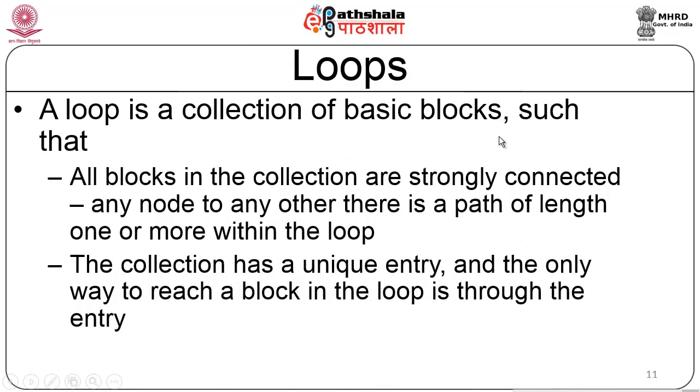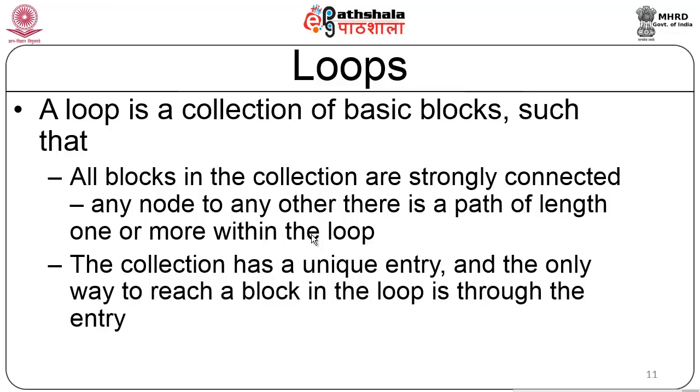In addition to that, you can define what is called a loop. A loop is typically looked upon as a collection of basic blocks such that all blocks in the collection are strongly connected. Any node to any other node, there is a path of length one or more within the loop. That is called strongly connected. And the collection has a unique entry, and the only way to reach a block in the loop is through that particular entry. I am talking with reference to the control flow graph, where it can be a strongly connected loop or a weakly connected loop.